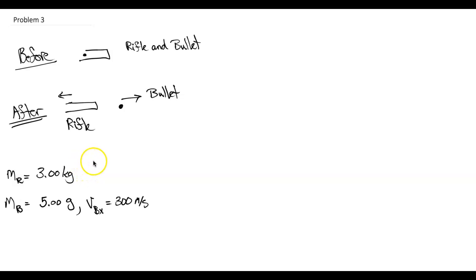So if we look at the problem with the bullet and the rifle, before we know that there's no movement, so there's total momentum of 0, and after, the rifle recoils to the left, let's say, and the bullet moves to the right. So this is a case where we have conservation of momentum.